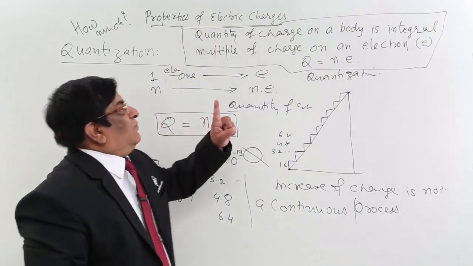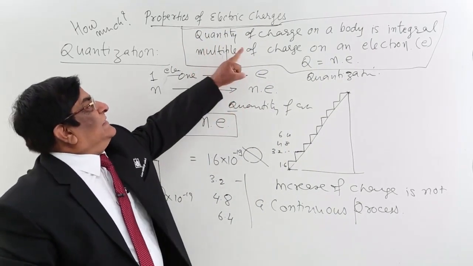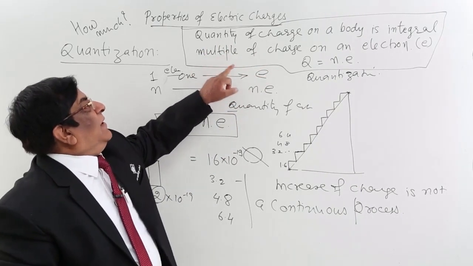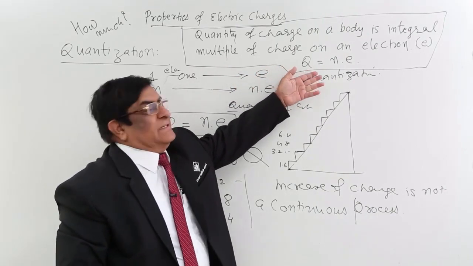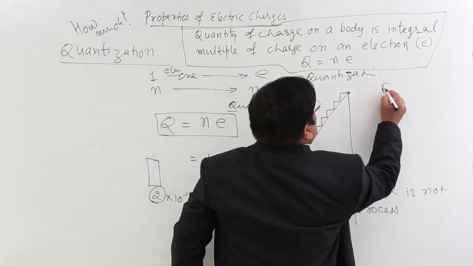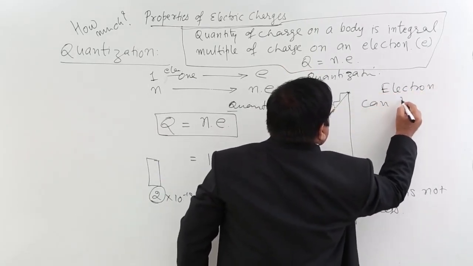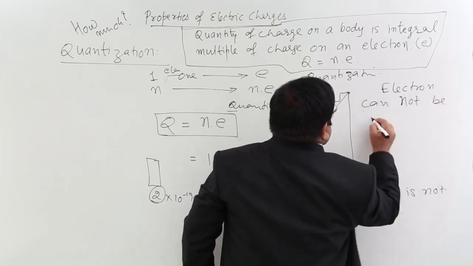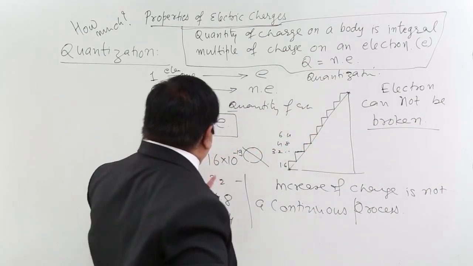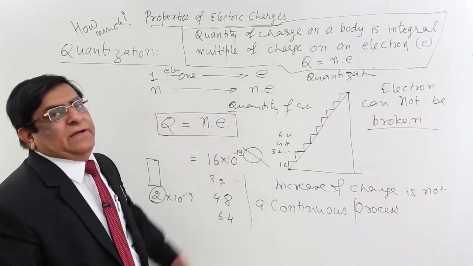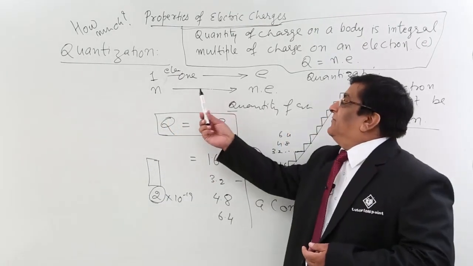If somebody asks you to write one line, the quantization of charge principle, then you will write this: quantity of charge on a body is an integral multiple of charge on an electron. And if somebody asks, what is the reason for this? The reason is that the electron cannot be broken. So how much will be the shifting of charge? The answer is 1.6 with 1 electron. We cannot make a fraction of it. So this is the quantization principle, and this is the first formula.